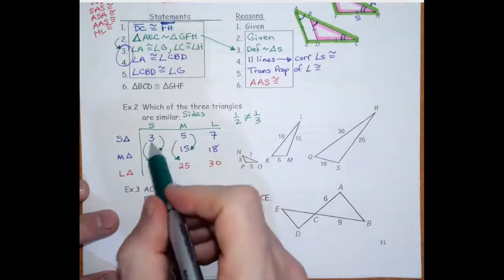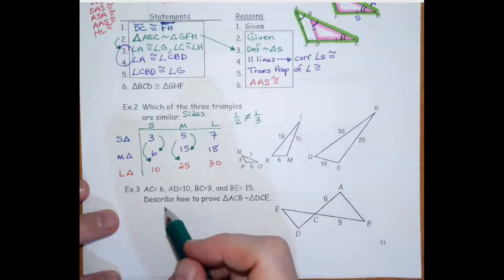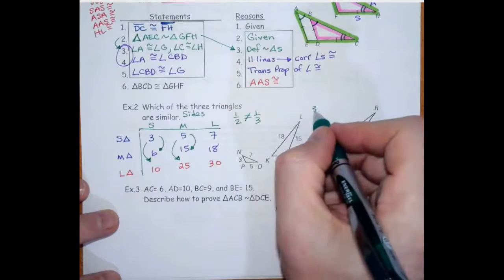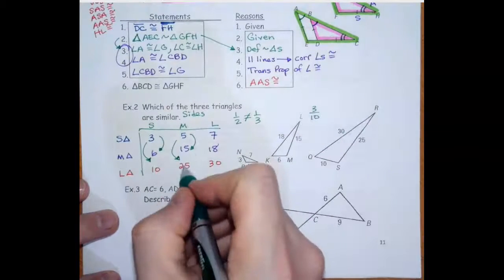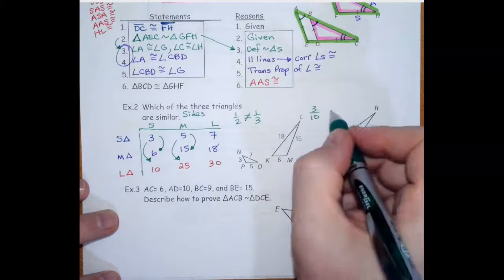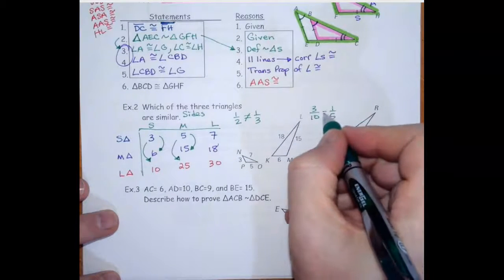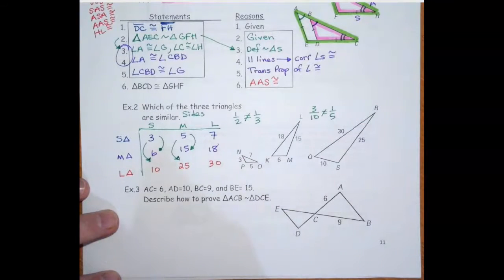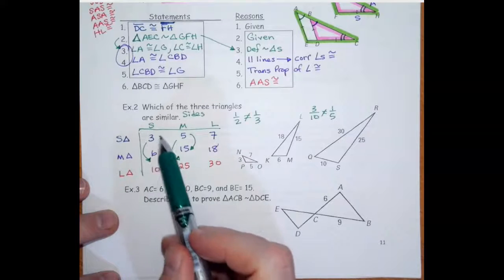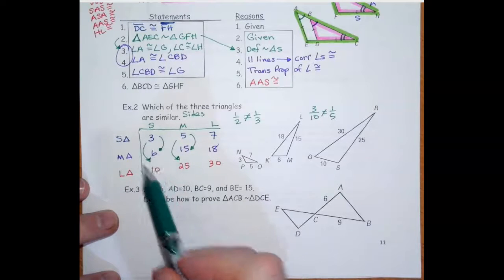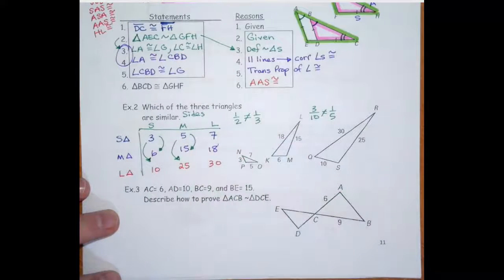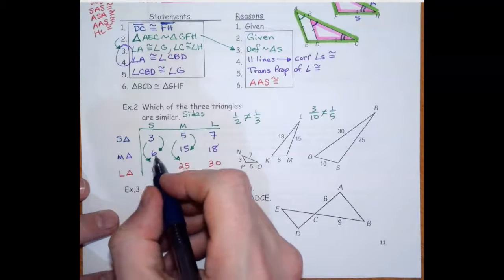So now we're going to compare these. That's 3/10, and that's 5/25. That's 1/5, and that's not good either. So it's not the small and the medium, and it's not the small and the large. So if anything's going to work here, it's got to be the medium to large.